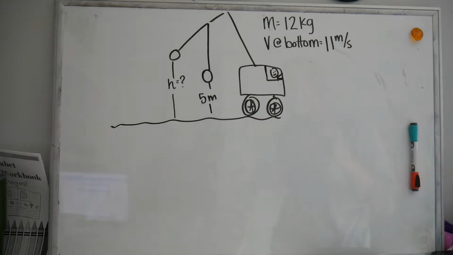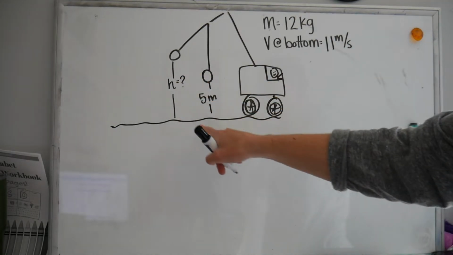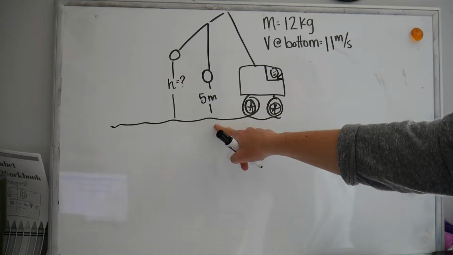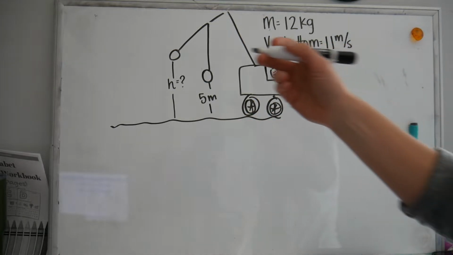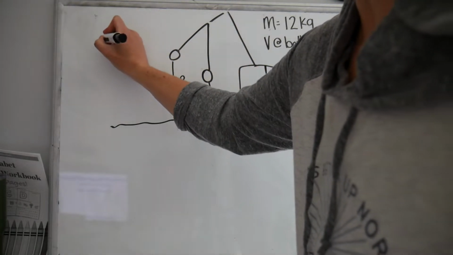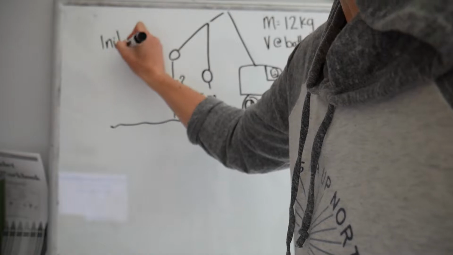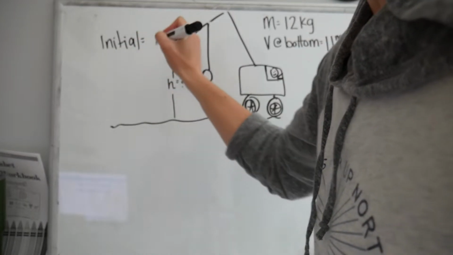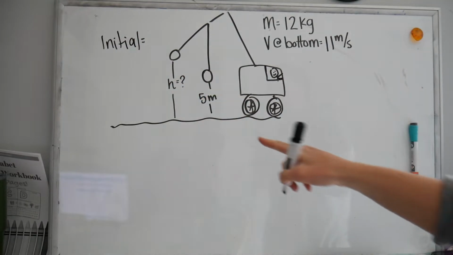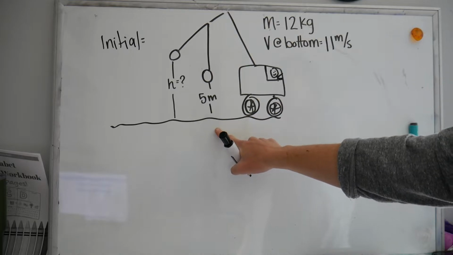So the one thing I want you guys to notice first is that the initial height, we can't find that until we know the total energy at the bottom. And so I'm just going to write initial. I don't know this initial energy. I'm going to leave that blank, but what I can do is find the final energy.